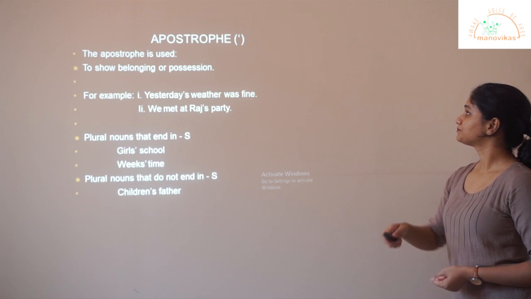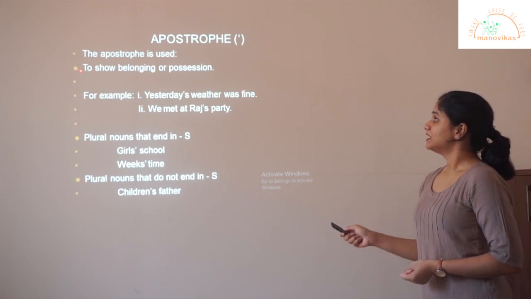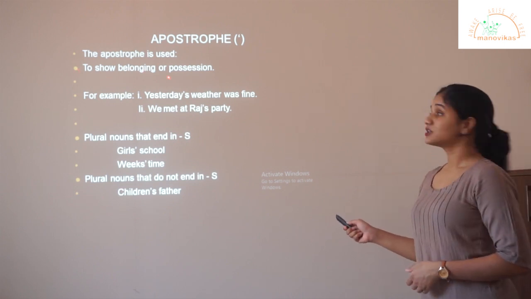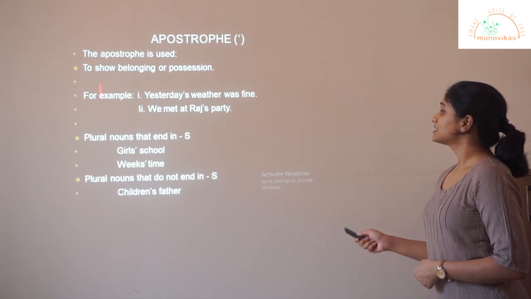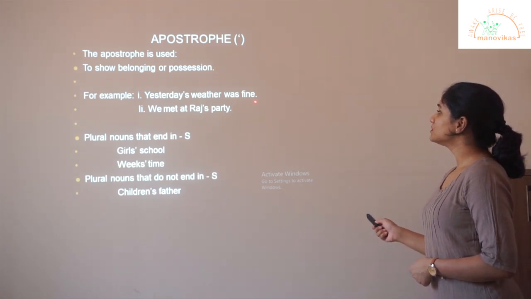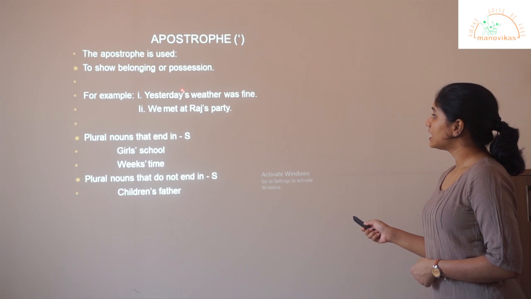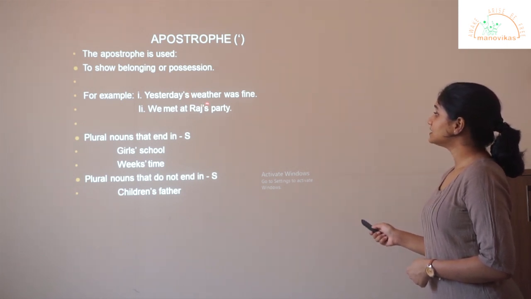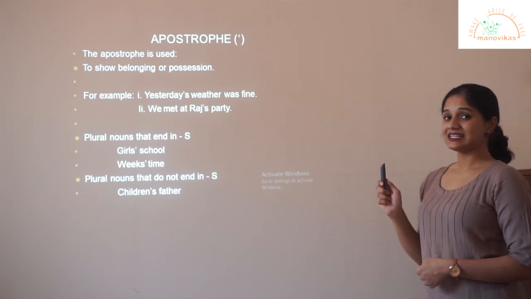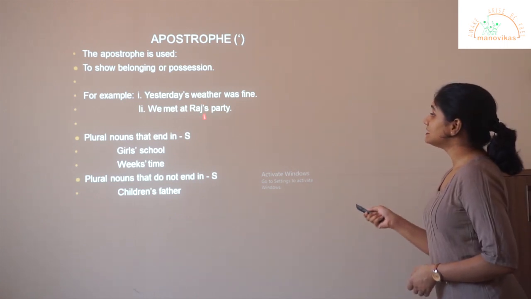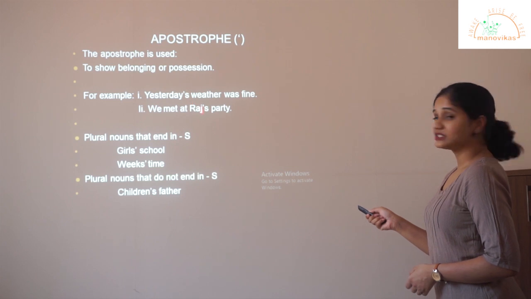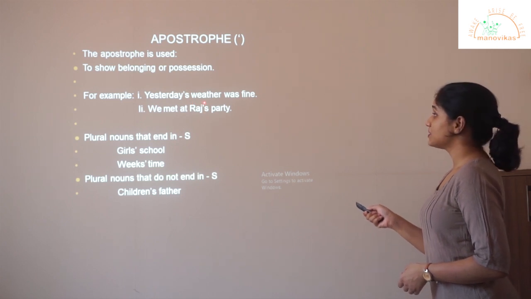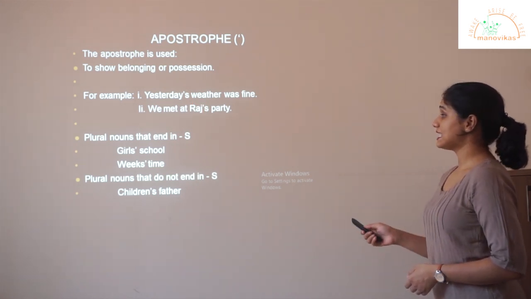Let's move on. The apostrophe. It is used to show belonging or possession. For example, "Yesterday's weather was fine." Yesterday's, apostrophe S. "We met at Raj's party." Raj, apostrophe S. This means that the party belongs to Raj, or it is Raj's party. So it is R-A-J apostrophe S.